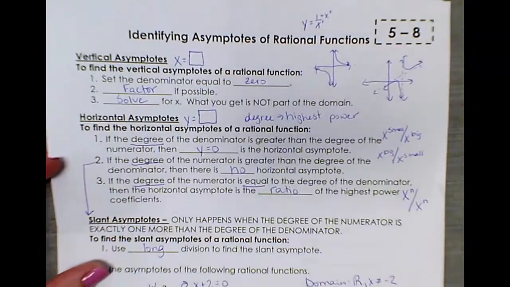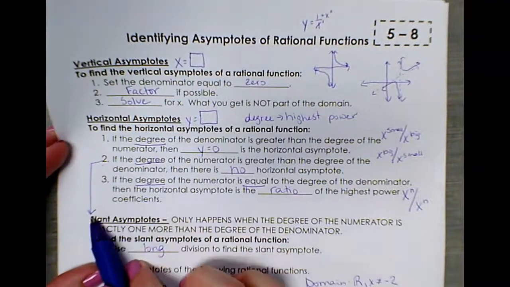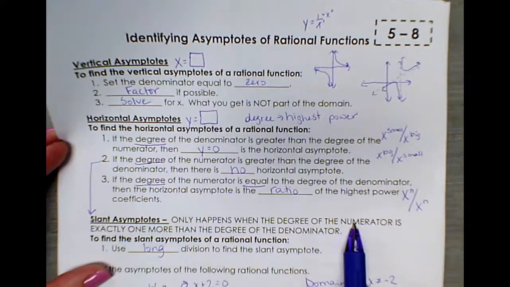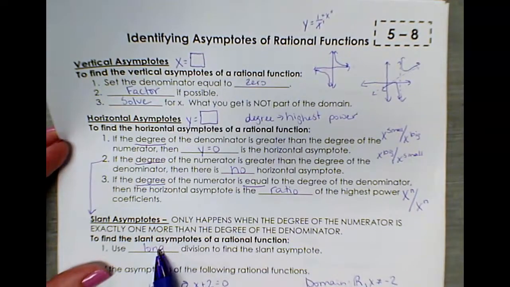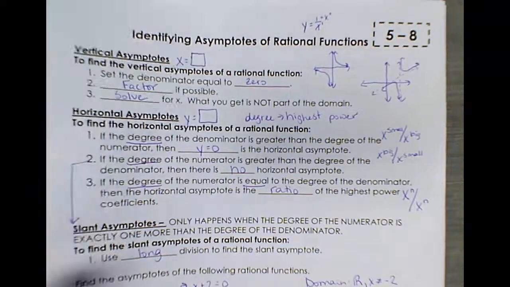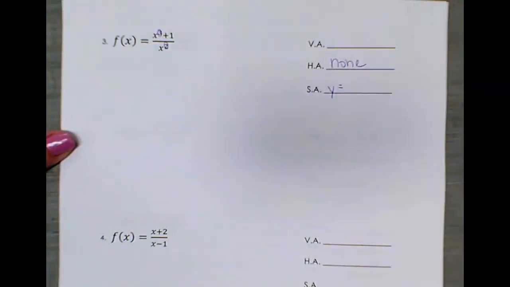But that means that I need to check for a slant asymptote, because the degree of the numerator is exactly 1 more than that of the denominator. It was an x cubed over an x squared. So I need to use long division to find the slant asymptote. It's going to be y equals something. Remember, it's just a line, like y equals mx plus b.